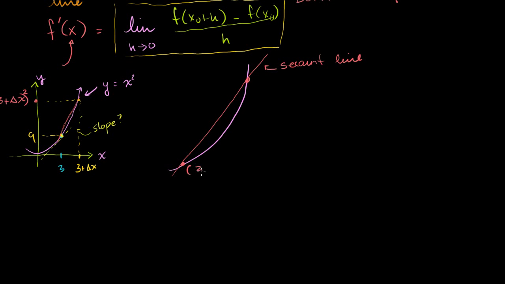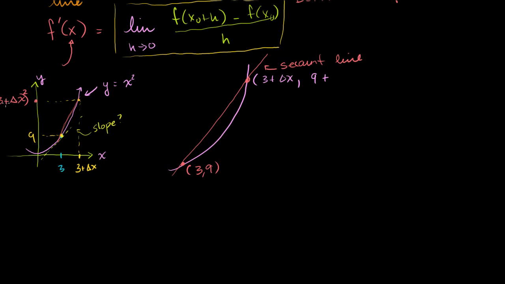This point over here is the point 3, 9. And then this point up here is 3 plus delta x. So it's just some larger number than 3, and then it's going to be that number squared. So it's going to be (3 plus delta x) squared. What is that? That's going to be 9. I'm just FOILing this out, or you do the distributive property twice.